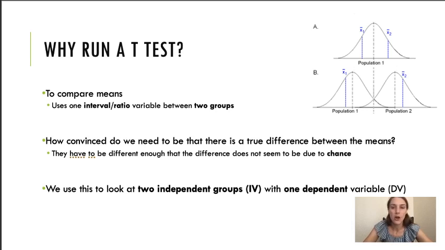The question is, how convinced do we need to be that there's a true difference between the means? Much like our coin flipping analogy, we basically need evidence of enough divergence between the two groups that we're comparing. If you take a look at this image up here on the top right of the slide, the two means that you're looking at might be pretty close to each other on a normal distribution, but in B here they're so far apart that they belong to separate distributions. I often hop back to male and female differences because I think it's a great way to think about this.